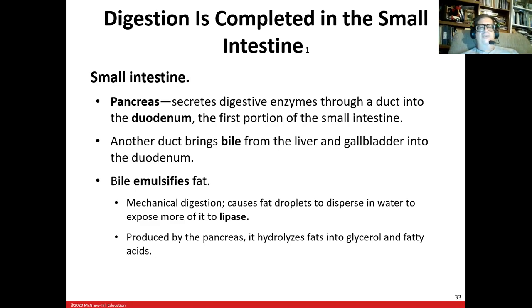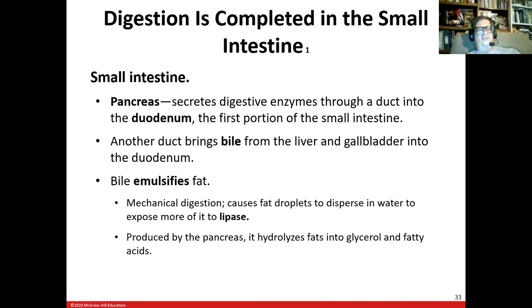All right, so the pancreas makes enzymes. The pancreatic duct is where they come from the pancreas into the duodenum. There's also a bile duct that brings in bile made by the liver, stored in the gallbladder. And I already told you that emulsifies the fats.